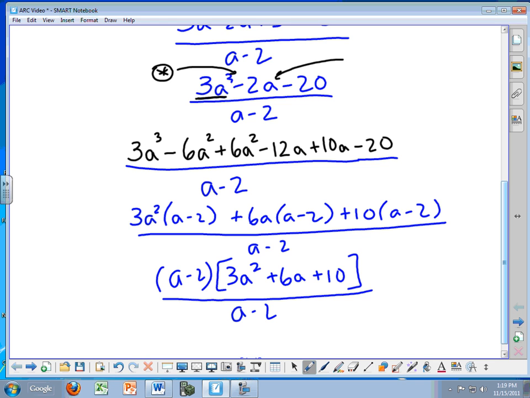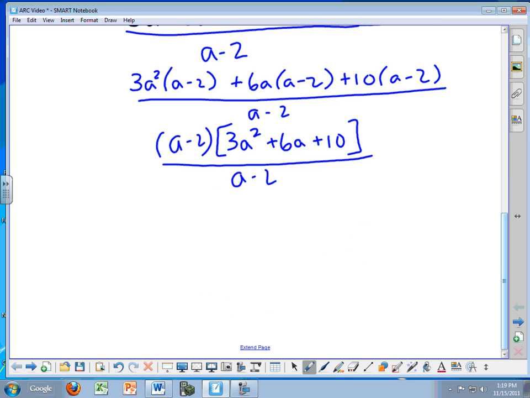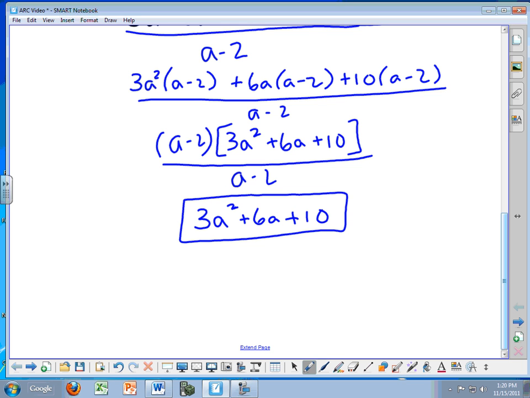Lo and behold, it cancels out, and our final expression, 3a squared plus 6a plus 10, is representing the slope from the fixed point to the non-fixed or untethered point in this example. Isn't math fun?